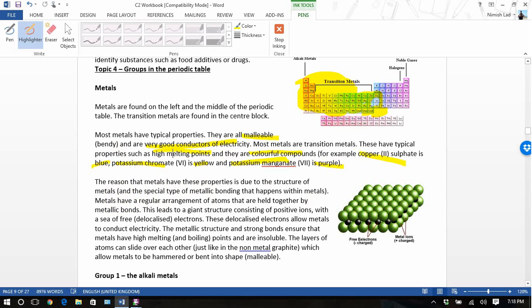So these delocalized electrons allow the metals to conduct electricity. This giant regular structure has a whole set of these free electrons, and they can move wherever they wish, and that's what actually allows metals to conduct electricity.